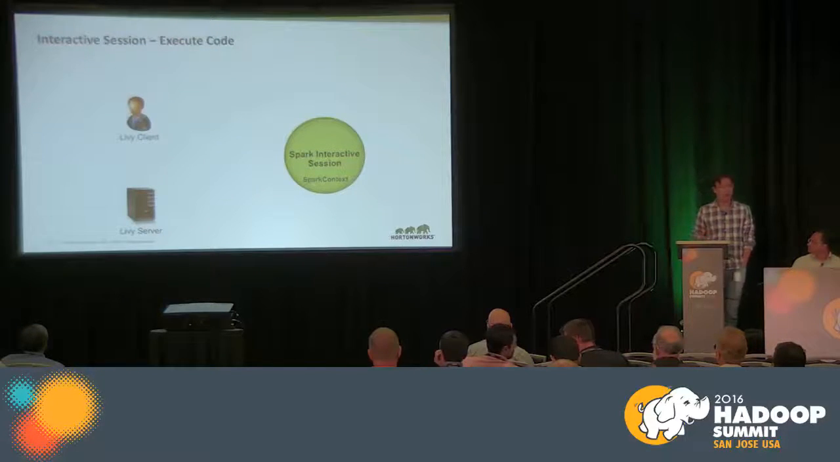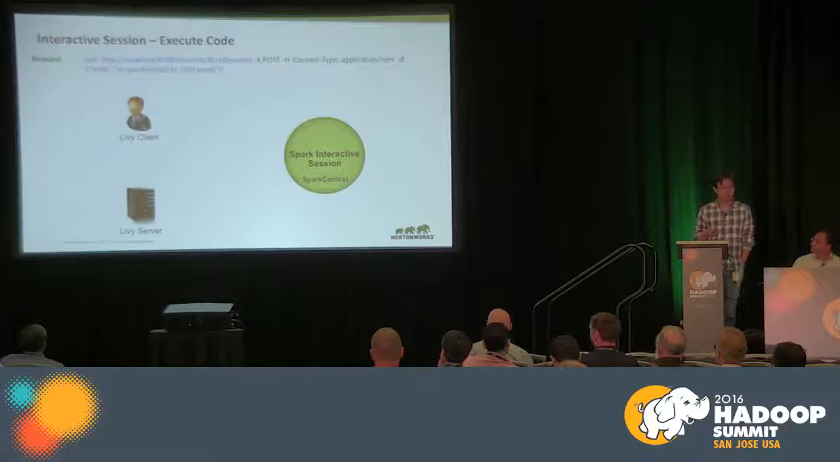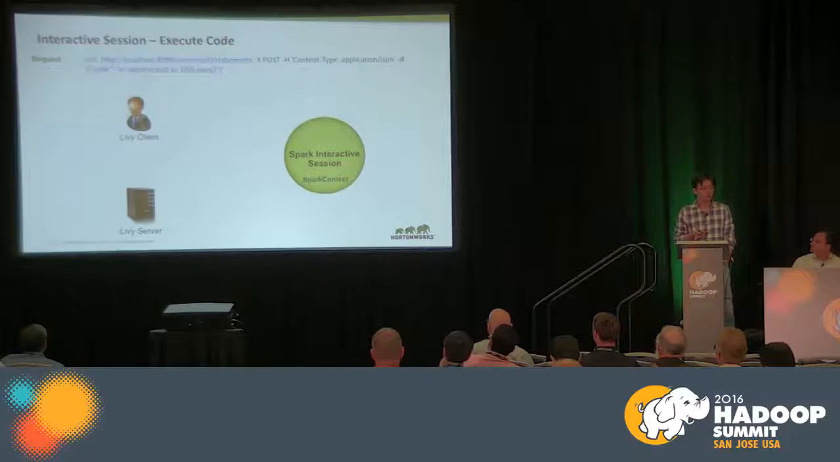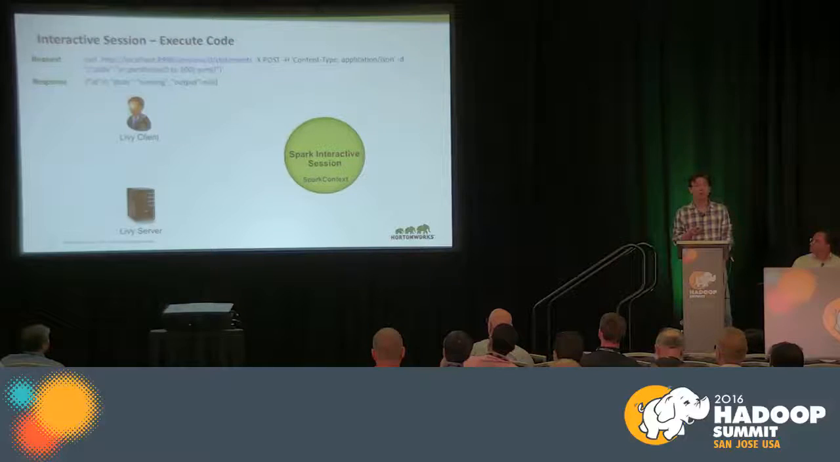Now let's see how we execute code in Livy. So this is the REST API for executing code. In this API, we need to specify the code you need to run, and also you need to specify the REST API URL. This is the response that we get. The response contains the statement ID, the state, and the output.